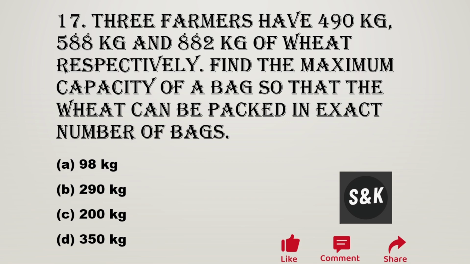3 farmers have 490 kg, 588 kg and 882 kg of wheat respectively. Find the maximum capacity of a bag so that the wheat can be bagged in an exact number of bags. We have to take the HCF of the respective numbers. So the HCF of the numbers is 98.